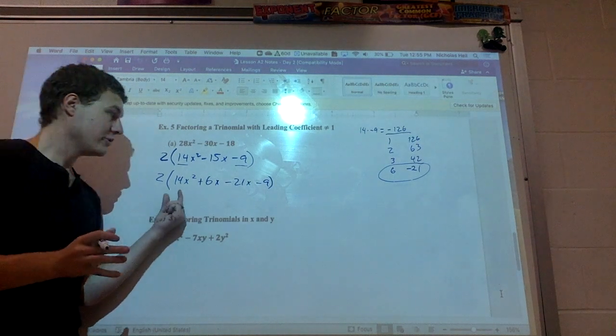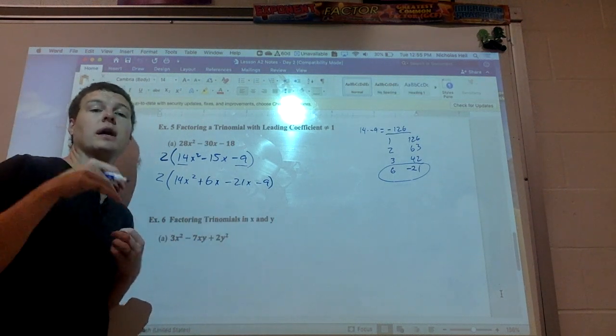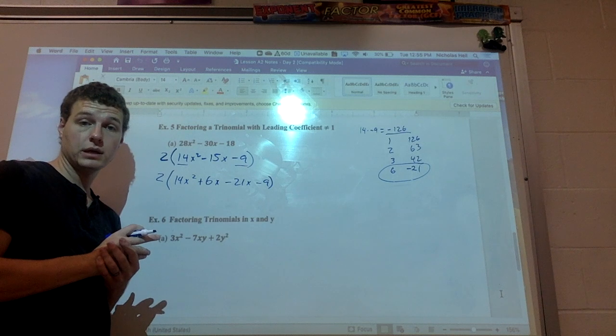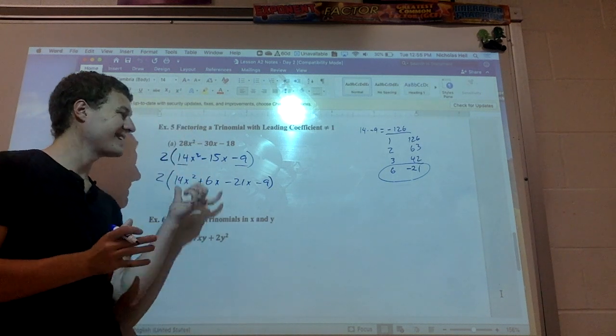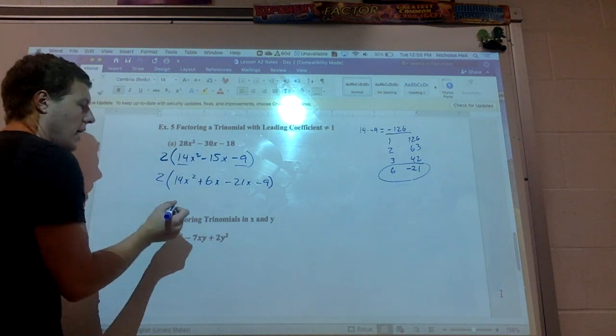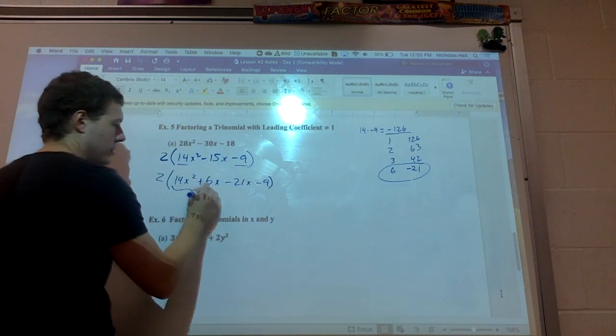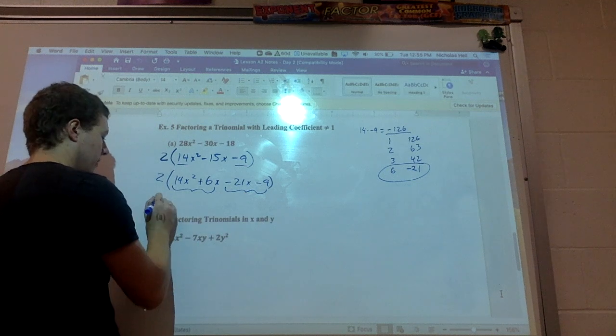If I split it, notice I now have 4 terms, and you can factor this by grouping. So the rest of this should look very similar to what we were doing before. I just had to preface it with a couple steps. So here's my first group. Here's my second group. Got my 2.